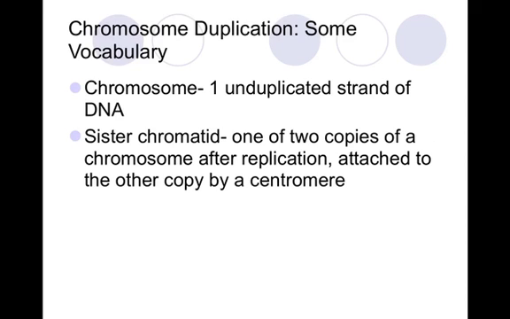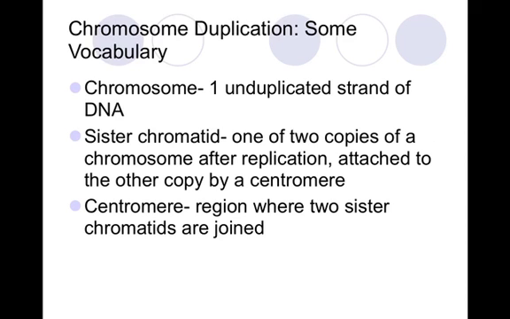Chromosome duplication. Here's some vocabulary that you need to know and understand for it. Some of it went along with our vocabulary quiz. First of all, a chromosome is one unduplicated strand of DNA. A sister chromatid, with the D, is when you have two copies of your chromosome. It's after the chromosomes replicate at the end of interphase, and they attach to the other copy by the centromere. They make that X sign.